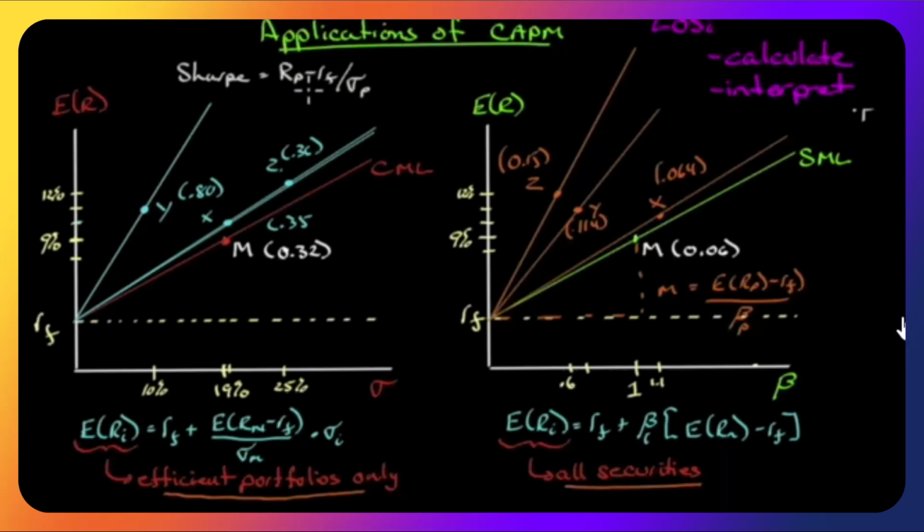Okay, we're not done on this example yet. We still have two more ratios to go through. We have our M squared and our Jensen's alpha. Again, the M squared does not rely on CAPM. Jensen's alpha does rely on CAPM. So M squared is to the Sharpe ratio as Jensen's alpha is to the Treynor ratio. Let's go ahead and calculate this.